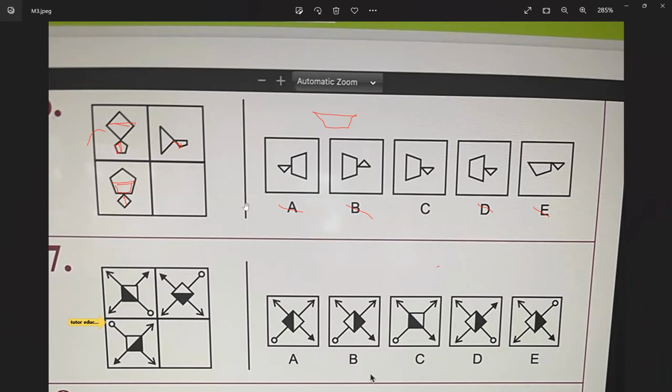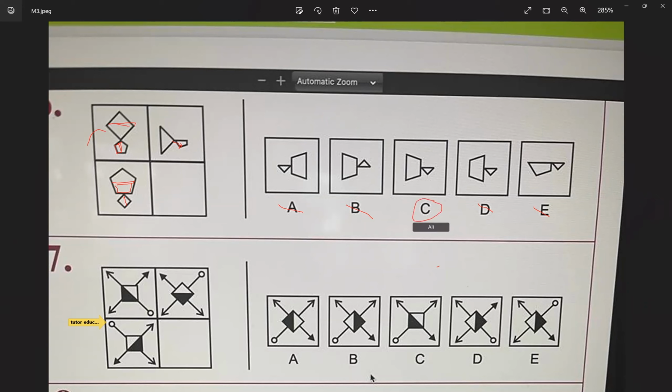So after that, it can't be A because it's rotated incorrectly. So I think the answer is C. Exactly, the answer is C.